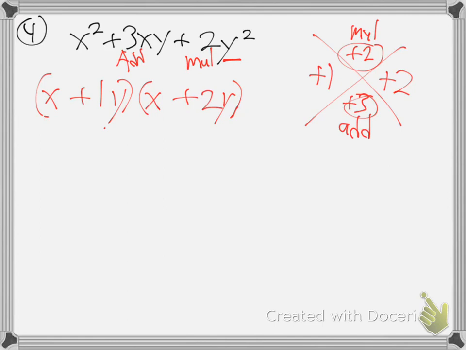Done. That 1 is optional. You don't have to put the 1 here because 1 times y is just y. You can just put y. That's fine. Either way. Good? All is well? Very good. If we checked it, if we FOILed that out, it would go back.